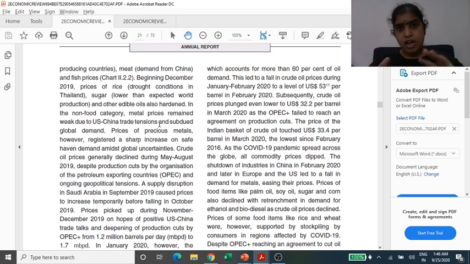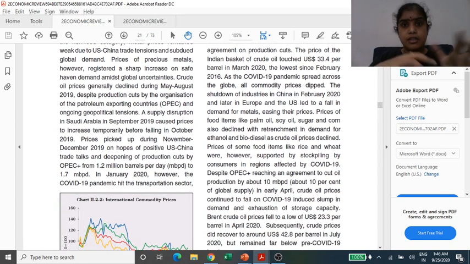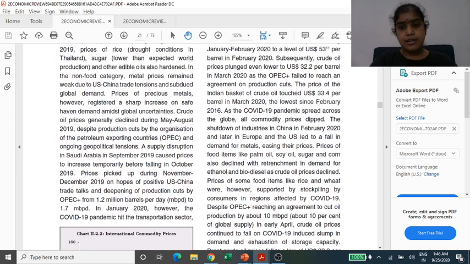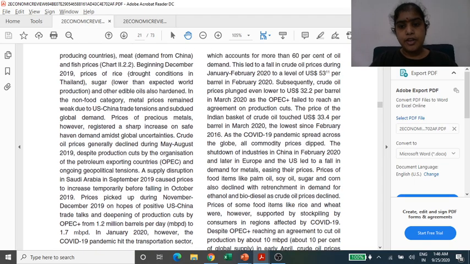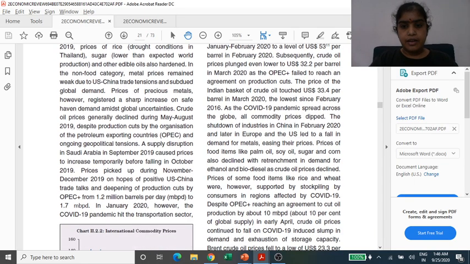But when we talk about crude in the global scenario, initially the OPEC countries reduced production, and after the uncertainty in the Saudi countries, before October there was a slight rise in crude prices. But after October, due to less demand in the global scenario, the demand was decreasing day by day, and crude prices were also falling. One can see that it came from 53 to 33, the lowest since February 2016.